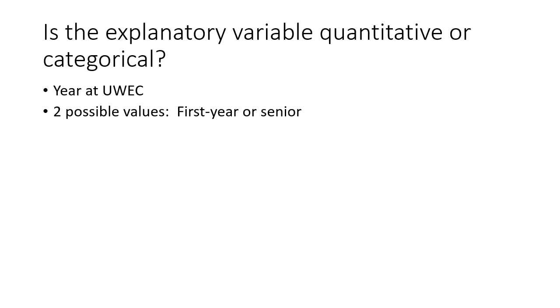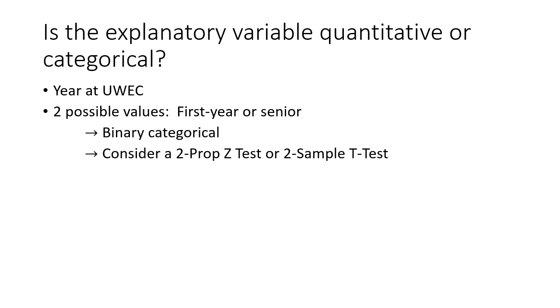Next, we want to determine the type of each of these variables. Our explanatory variable was year at UWEC. That had two possible values. All of the people surveyed were either first years or seniors. That means that this is a binary categorical variable. Binary means that not only is it categorical, but it only has two possible outcomes. When we have a binary explanatory variable, we want to consider using a two-proportion z-test or a two-sample t-test.